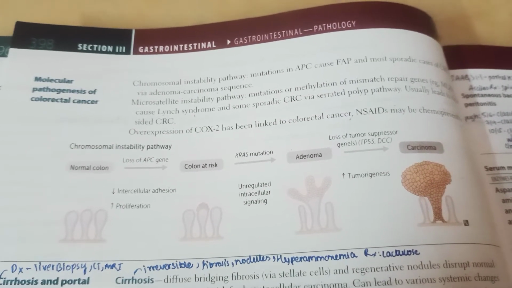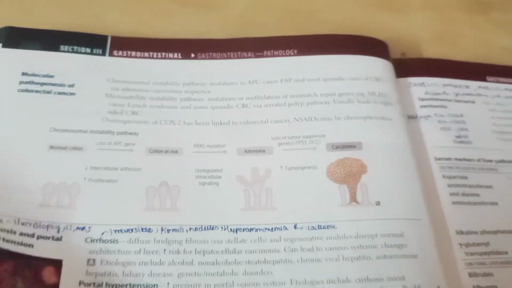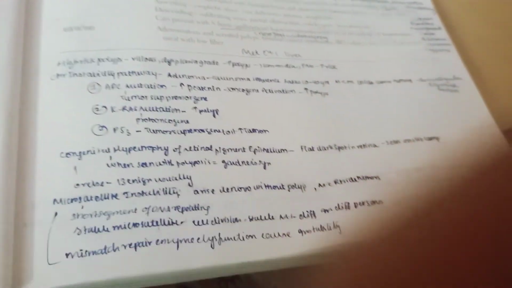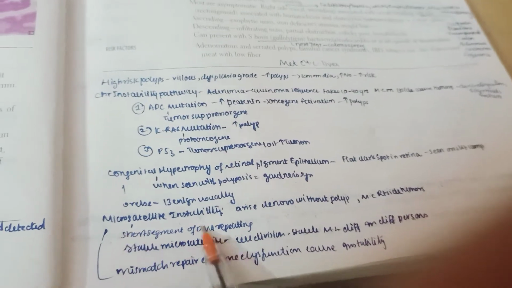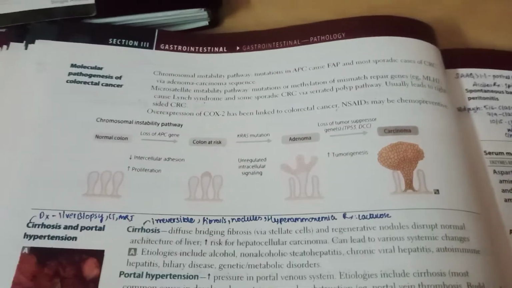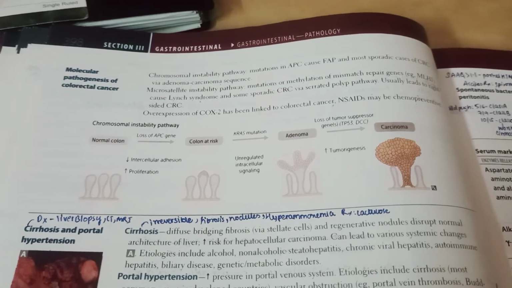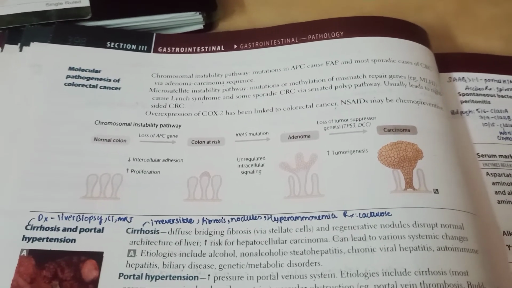On the right side, the microsatellite instability pathway is seen. On the left side, the chromosomal instability pathway, that is the APC, KRAS mutation sequence, is seen.